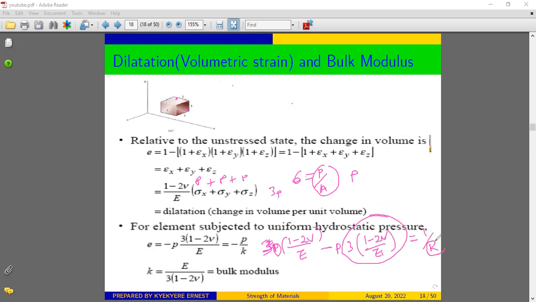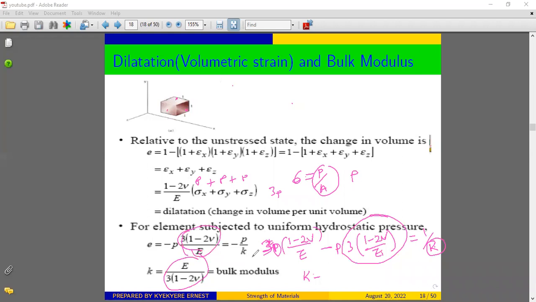And this K is what we refer to as the bulk modulus. Therefore, from here, we can say that K, the bulk modulus, is equal to the reciprocal of whatever is here. And what does this bulk modulus represent? The bulk modulus is the measure of the body's ability to withstand changes in volume when compressed at all sides.